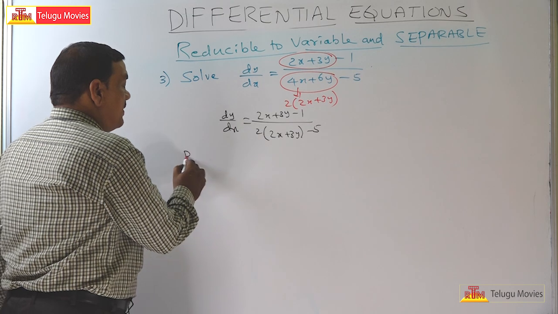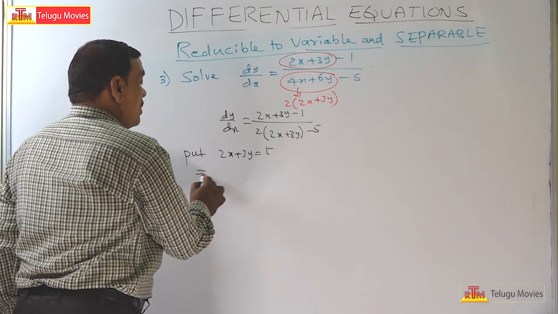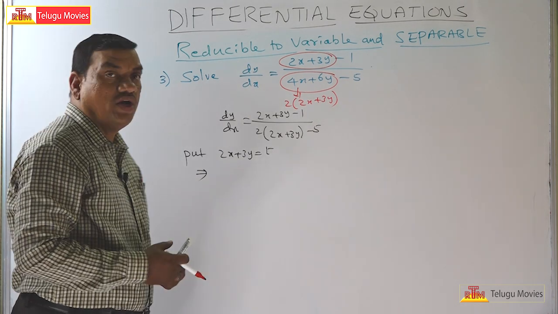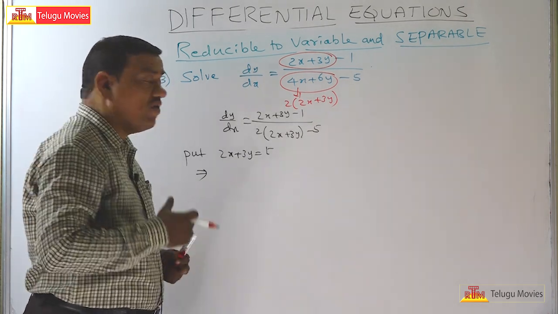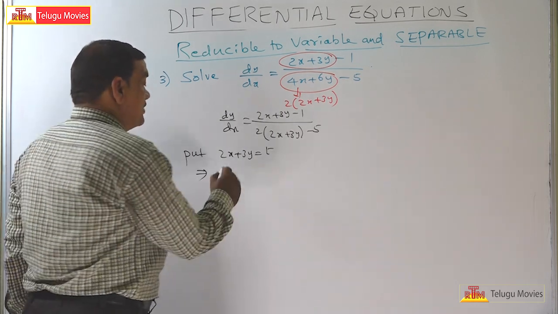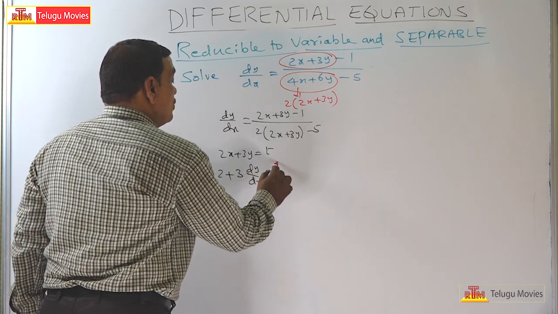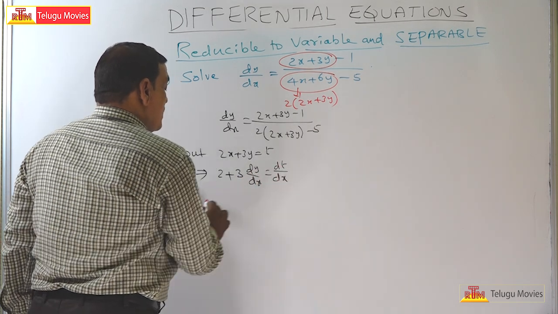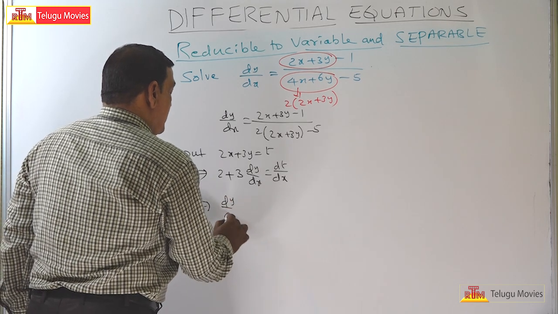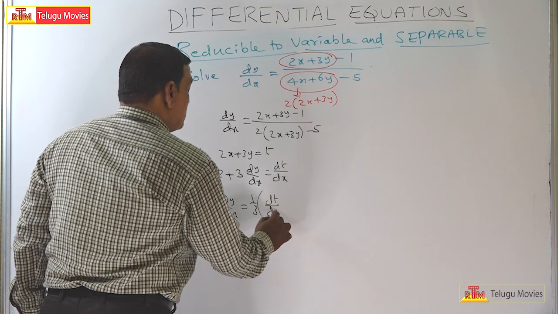So, what is the substitution method? Put 2x plus 3y is equal to t. Now everything we are going to convert into the variables y and t. Now, differentiating with respect to x on both sides, that is 2 plus 3 into dy by dx is equal to dt by dx. This implies dy by dx is equal to 1 by 3 times (dt by dx minus 2).